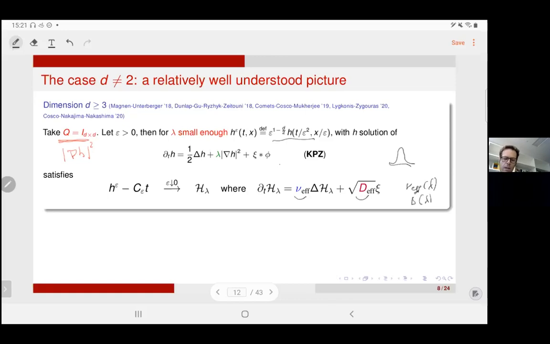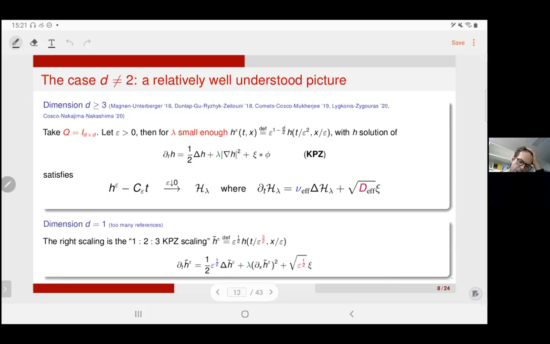So in this case, indeed, as suggested by the scaling arguments on large scales, here I forgot to say, did I write it somewhere? Yes, it's written. This holds for lambda small enough, but small means smaller than something independent of the epsilon. So for small enough nonlinearity, the nonlinearity becomes irrelevant in the large scale limit, as suggested by the scaling argument.